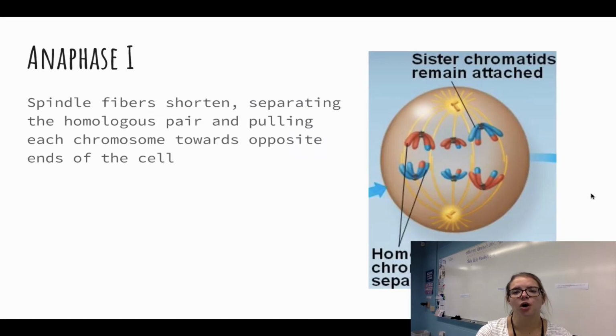The next step is called anaphase 1. So in anaphase 1, what's going to happen is these spindle fibers shorten, and what that does is it pulls apart those homologous pairs, right? So again, on the metaphase plate, if we had chromosome number 1 and chromosome number 1 here, right, the homologous pair, then in anaphase, they're going to be pulled apart to opposite sides of the cell, right? Because remember, we're trying to separate them.